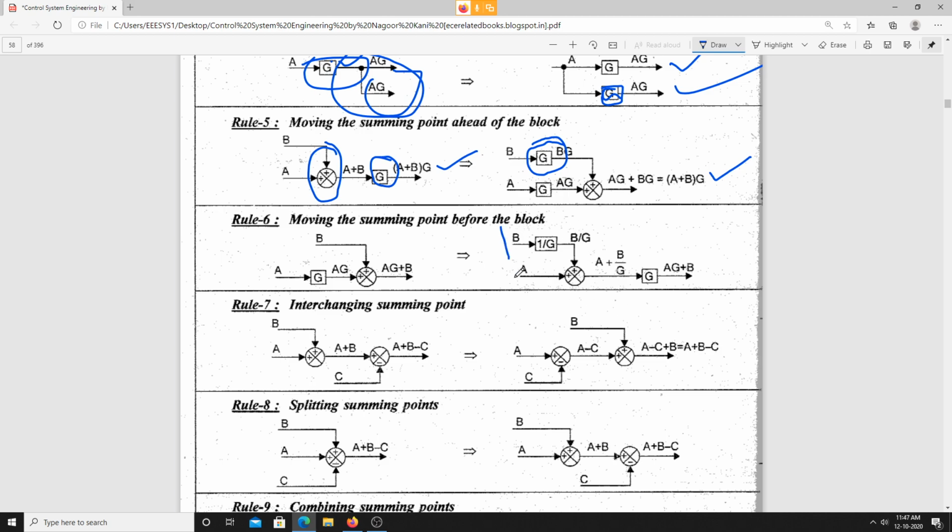I hope that it is clear for you. So finally the output will be the same in both cases. Here I am moving the summing point before the block. This is the block, and I am moving before it. If I move the summing point before the block, I am supposed to take 1 by G.